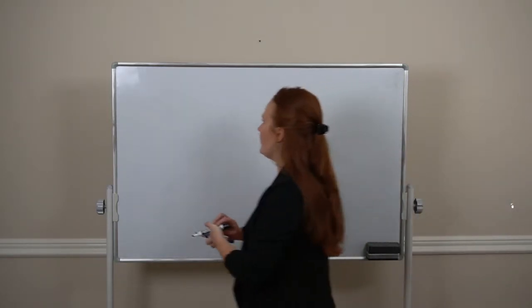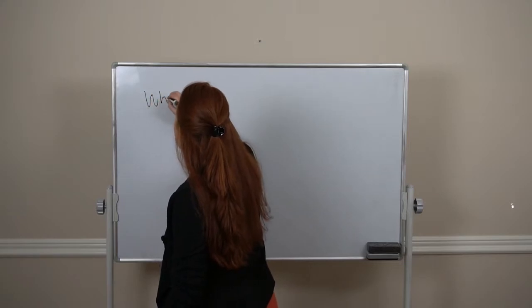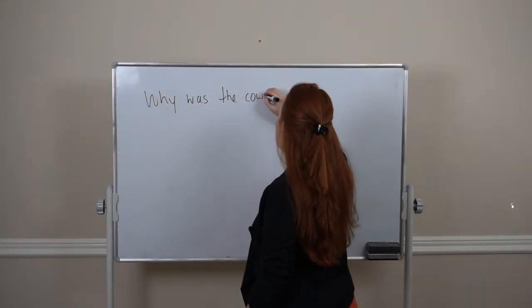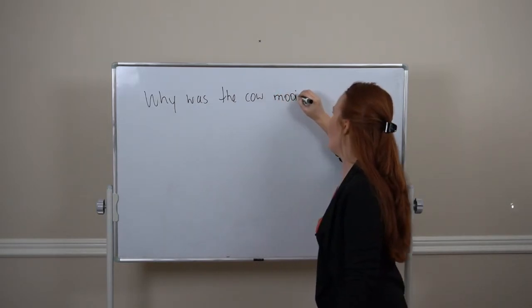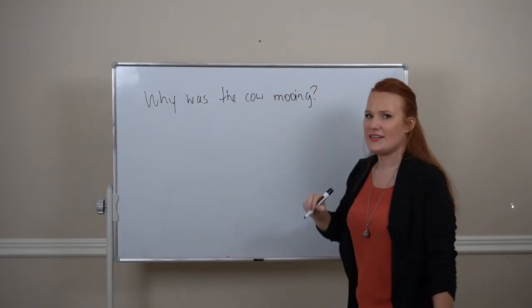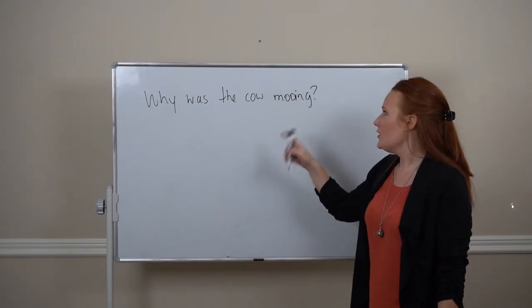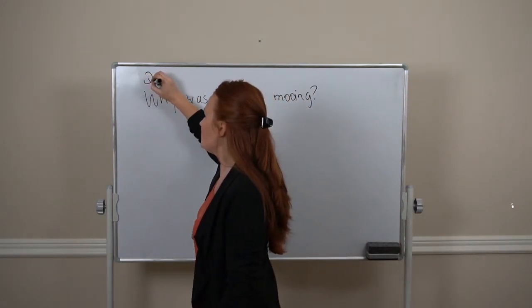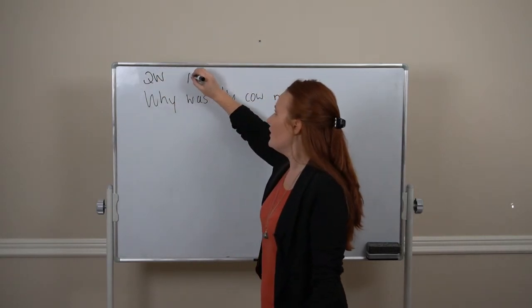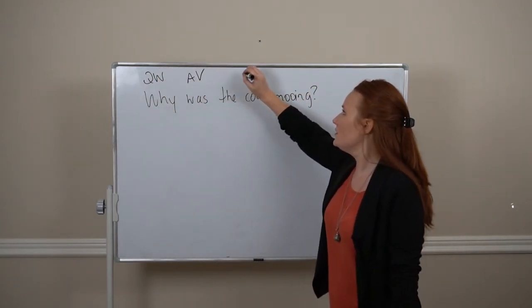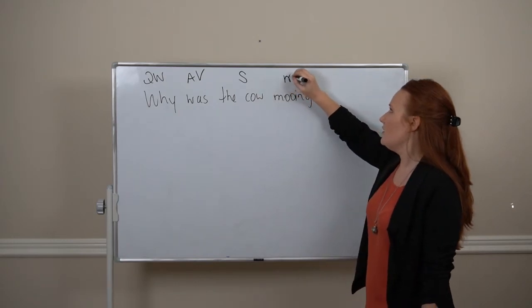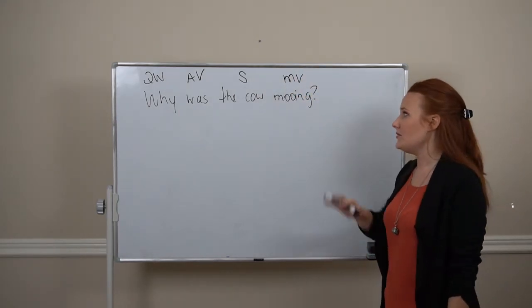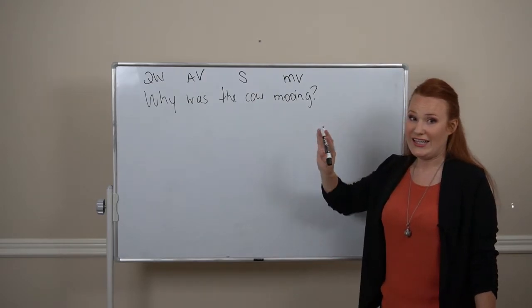Let's go with, why was the cow mooing? Sounds like the beginning of a good joke. So, regular question here. We have our question word at the front, our auxiliary verb, subject, and our main verb. Sometimes there's an object or other. All right? Standard question word order.